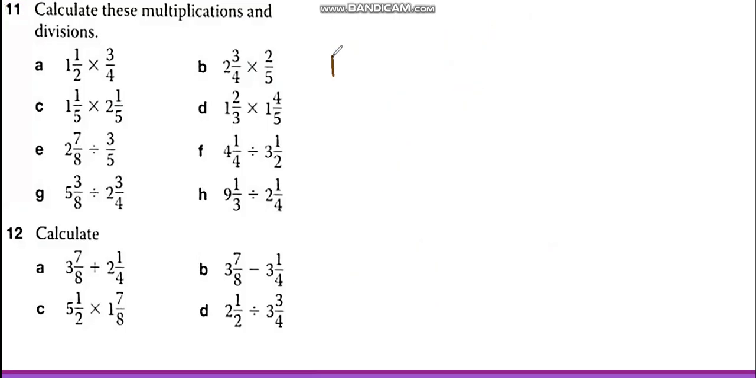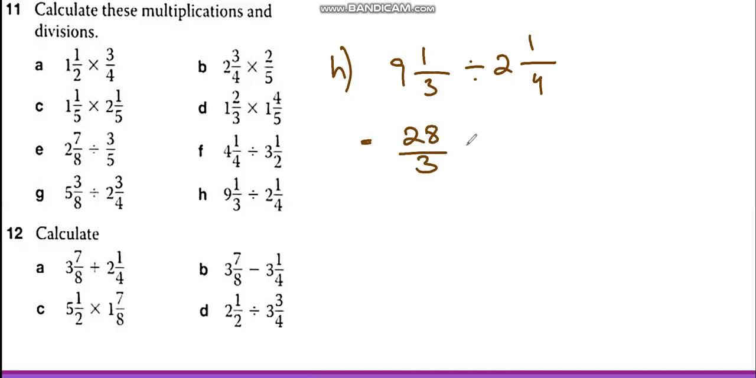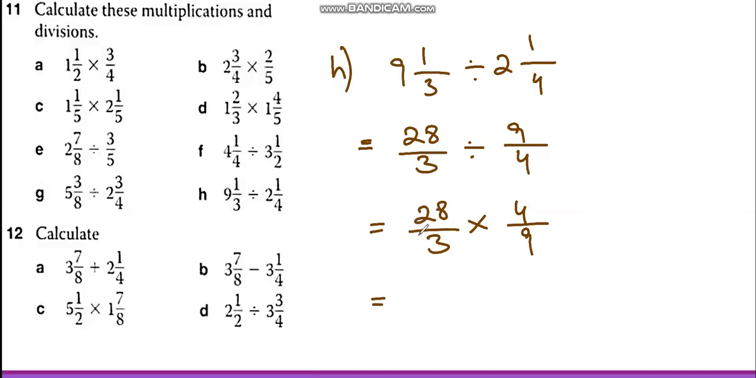Now I will do the H part, which is 9 1/3 divided by 2 1/4. So first I will convert into improper fractions. So 9 times 3 is 27 plus 1 is 28. So it is 28/3 divided by 9/4. Now we will follow a rule that is keep, chain, flip, means 28/3 times 4/9. And now 28 times 4 is 112, and we can write the denominator as 27. So this is the final answer of H part.